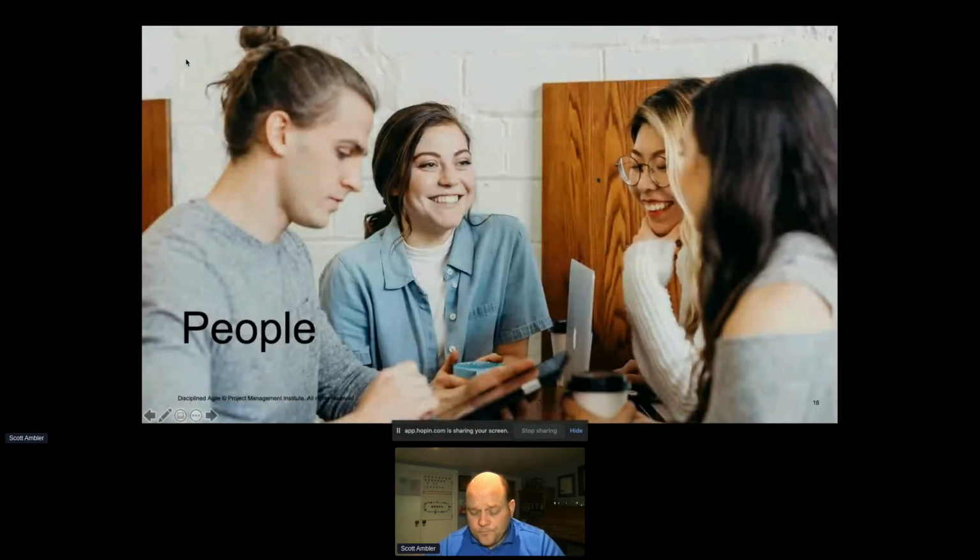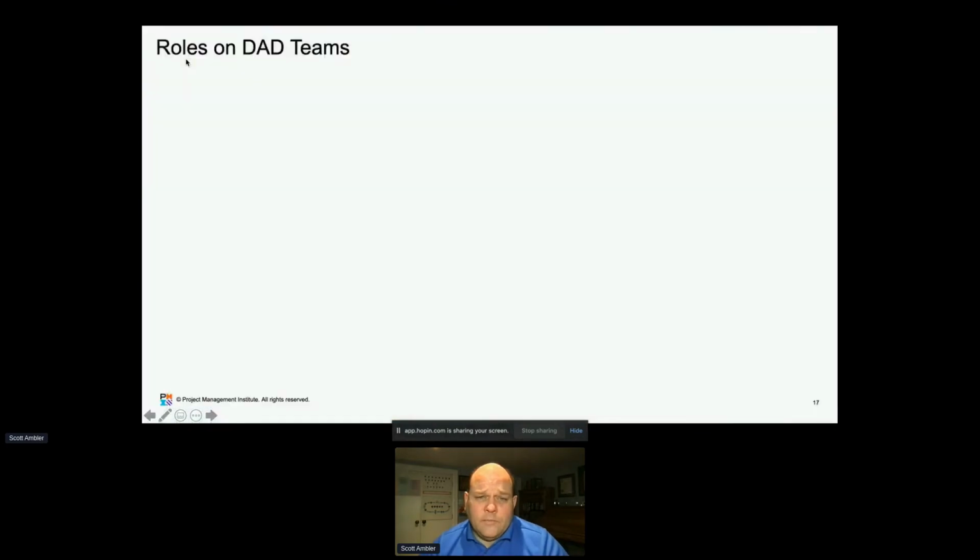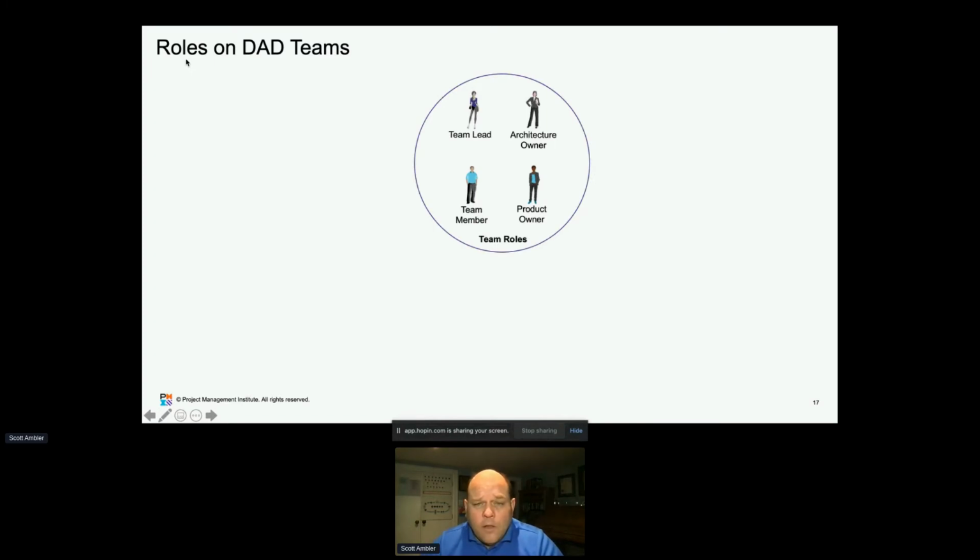Then we have the people view. So what are the roles and responsibilities? Some of the roles on DAD teams, Disciplined Agile Delivery teams. The fundamental team is comprised of 4 roles. Team lead. Team lead is a generic meta role in many ways. Different types of teams have different types of leaders. A Scrum team might have a Scrum Master leading it. A project team might have a project manager. The marketing team might have the VP of marketing. The enterprise architecture team might have a chief architect, and so on. So different types of teams have different types of leads.